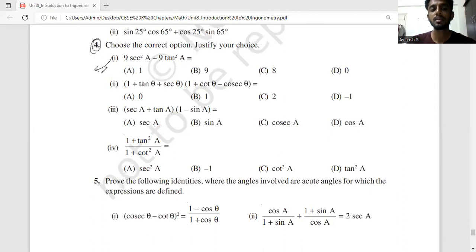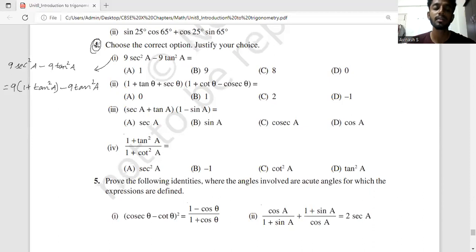So when it comes to the first subdivision in the fourth question, which is choose the correct answer, this is the question: 9 sec square A minus 9 tan square A. So now here, let me take 1 plus tan square A in the place of sec square A. And what you're left with is this.